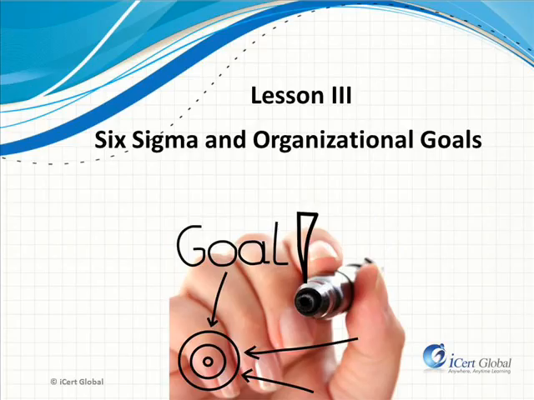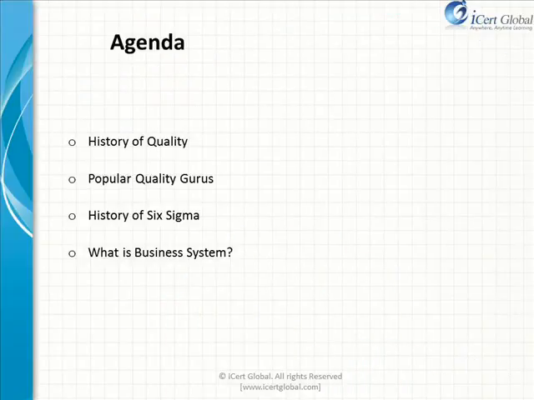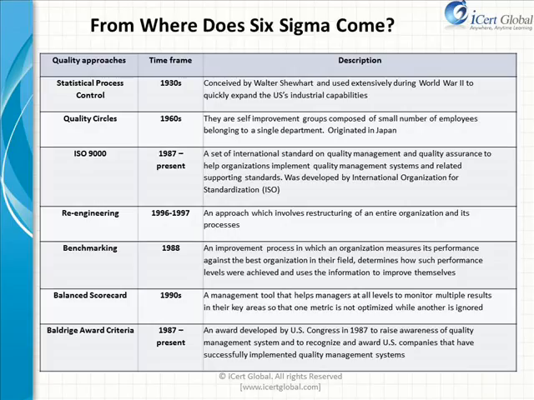Six Sigma and organizational goals will cover the history of Six Sigma, the quality gurus and business system. From where does Six Sigma come? The root of Six Sigma is a measurement standard which can be traced back to 1930, and updated at intervals till its present version, as captured in a tabular format.